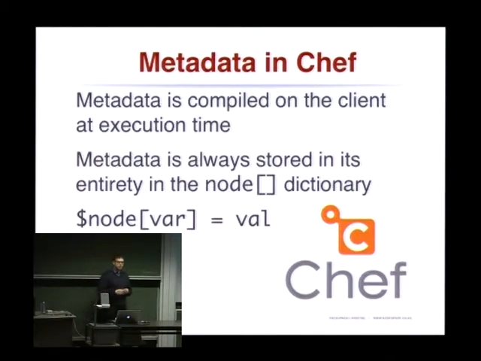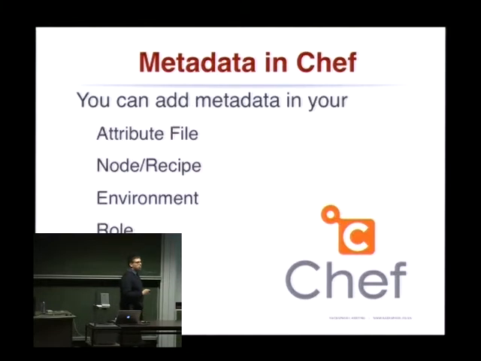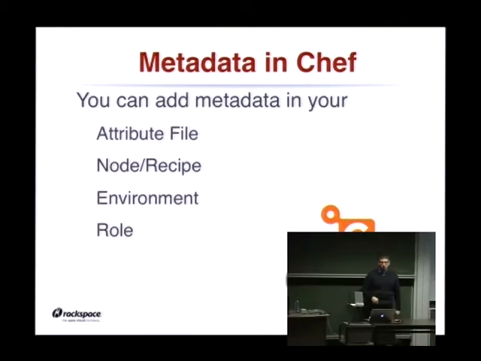So anytime that you use Chef and you do a knife node edit, you're actually editing the JSON dictionary that belongs to that server. So where can you add metadata in Chef? You can add it in the attribute files of your cookbooks. You can add it in the node itself, which is something that you shouldn't do, but I've done 1,000 times and regretted afterwards. You can add it in your recipes as well, in your environment set, if that metadata is pertinent to the environment, or in the role itself, if it belongs to the role.